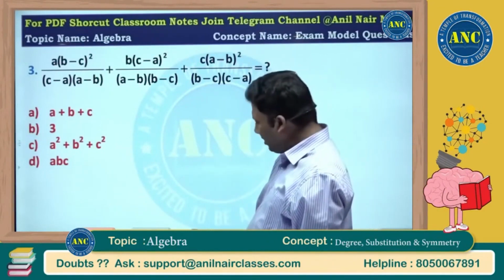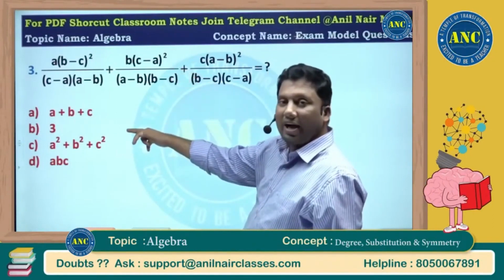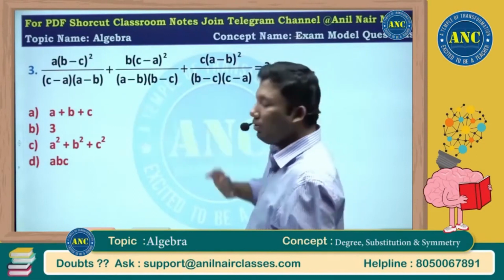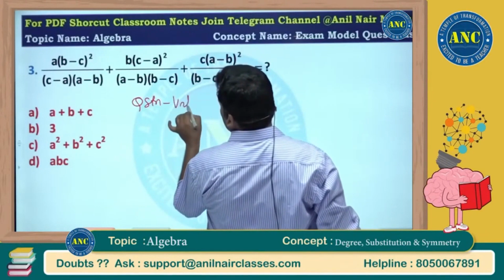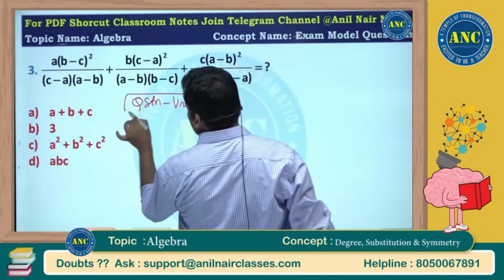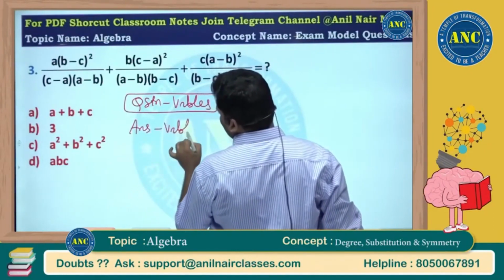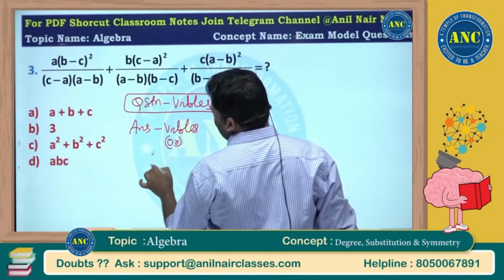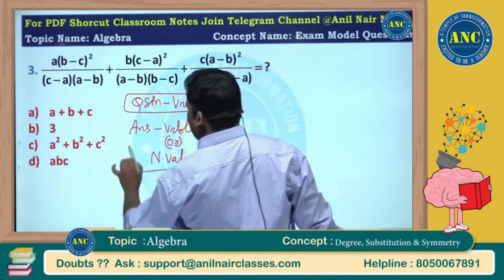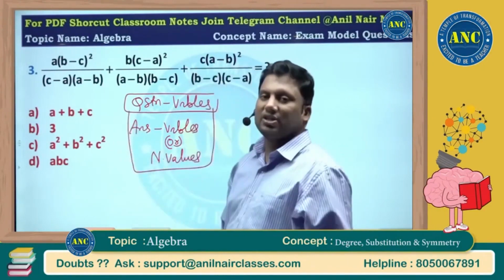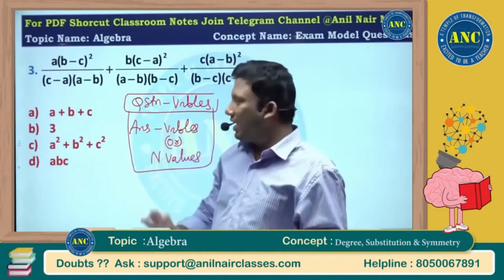A into B minus C whole square. What does the question contain? The question contains variables. Answer contains variables or numerical values. The degree method is used when the question is variable and the answer is either variables or numerical values. If the question contains variables, definitely the degree method can be used to eliminate incorrect answer options.